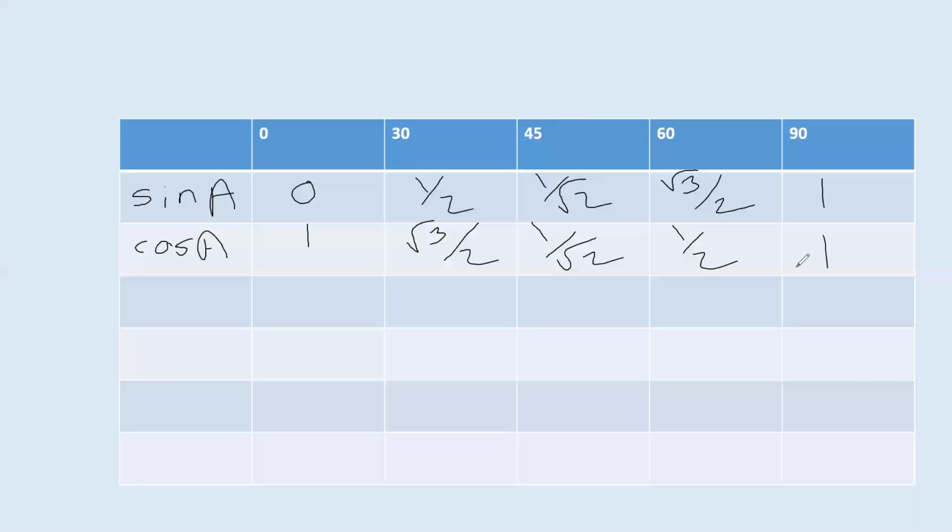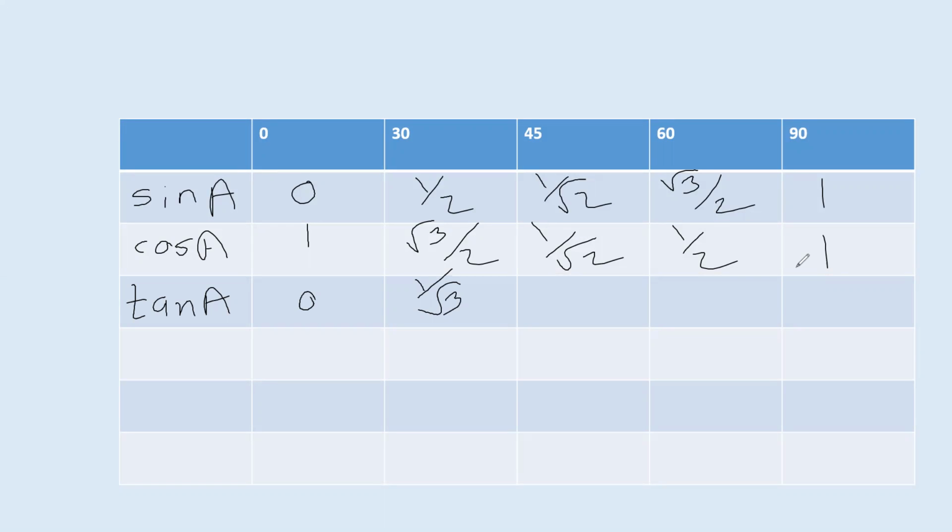How do we calculate the other trigonometric ratios from this? Whenever I am finding tan A, that is nothing but sine upon cos. In this case, tan 0 is sine 0 upon cos 0, that is 0 by 1. 0 upon anything is 0. Next is half upon root 3 by 2. Root 2 will get cancelled. What will I get? 1 upon root 3.